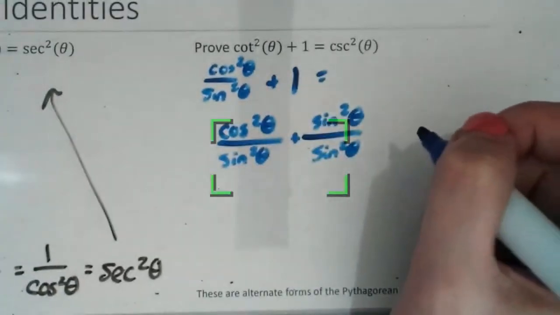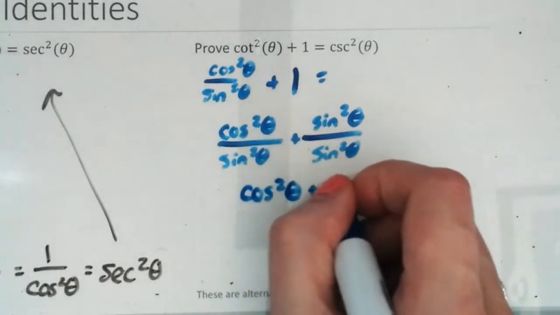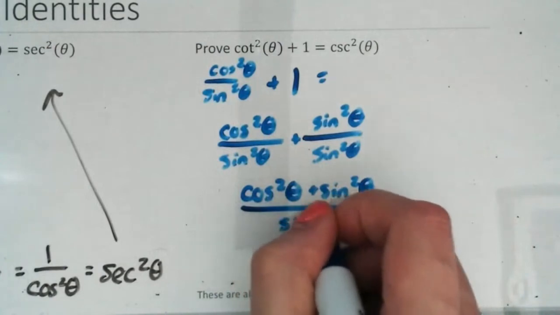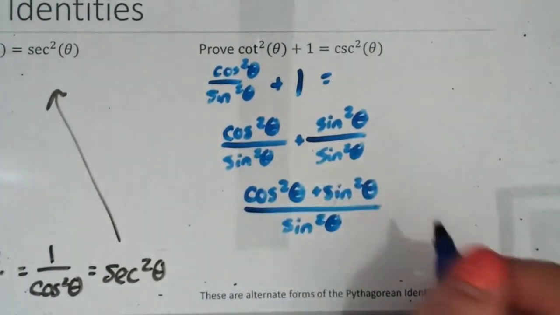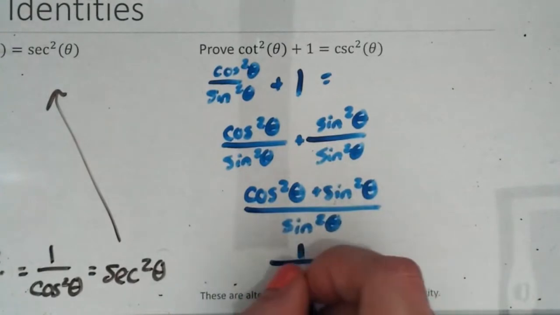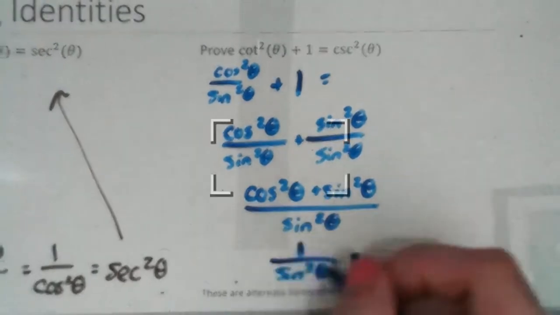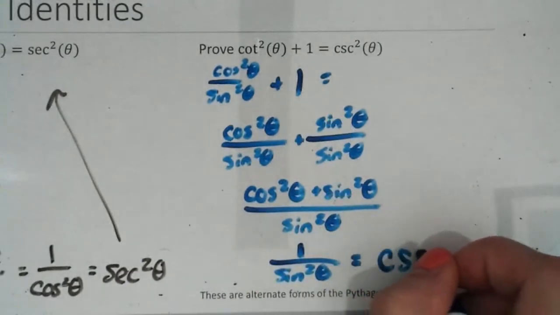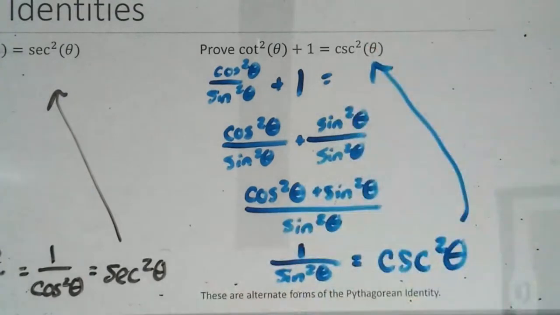And now they have the same denominator, so I'll add them together. Cosine squared of theta plus sine squared of theta all over sine squared of theta. But cosine squared plus sine squared is equal to 1. So this is 1 over sine squared of theta, and that is the reciprocal of sine squared. The reciprocal of sine is cosecant, so this is cosecant squared of theta, which is what we wanted it to be.